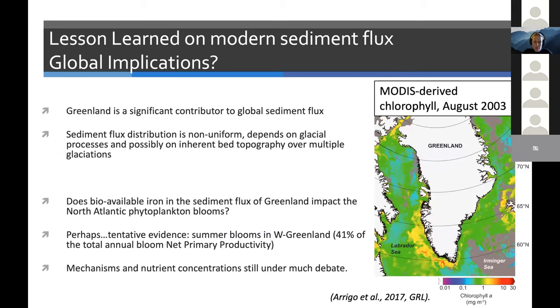Lessons learned. Is this something that's of global relevance? Yes, it is a significant contributor to global sediment flux.